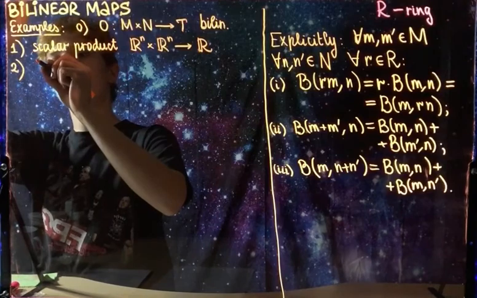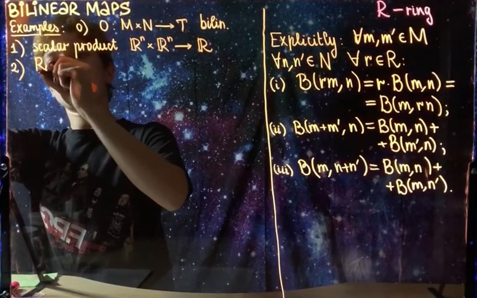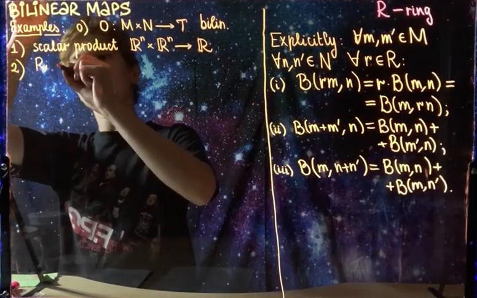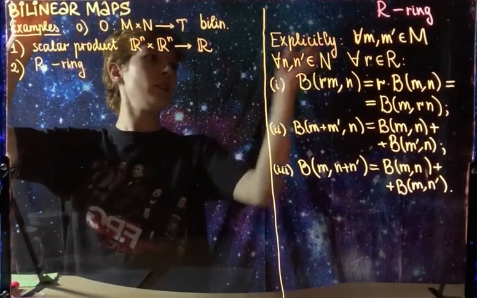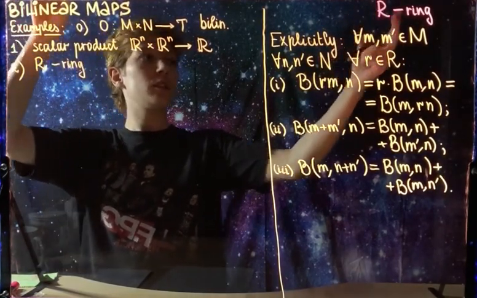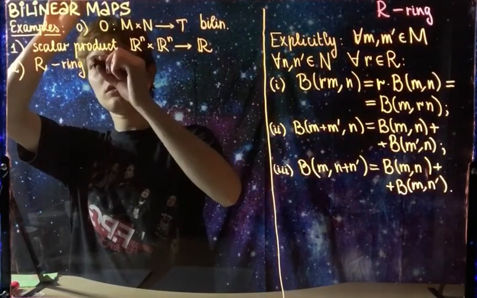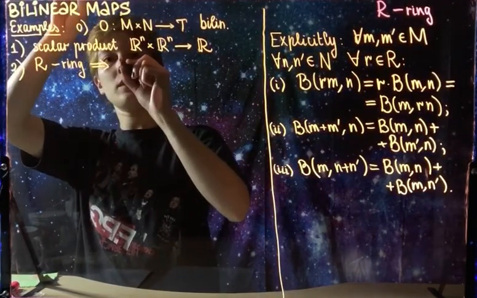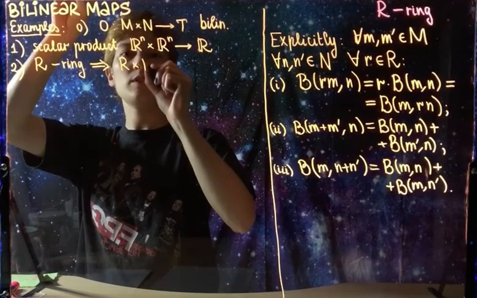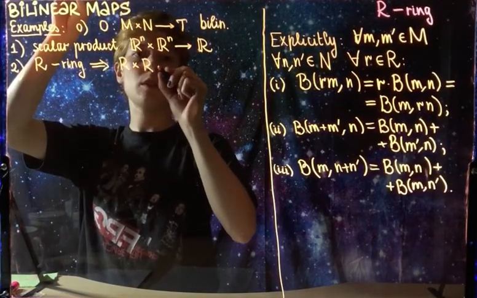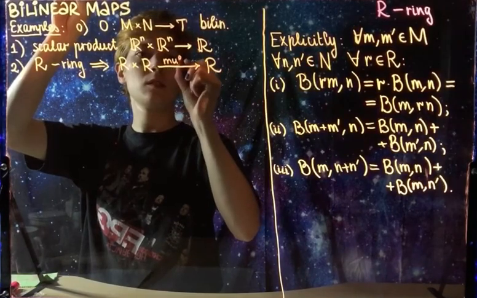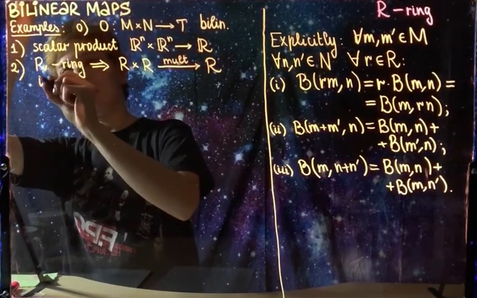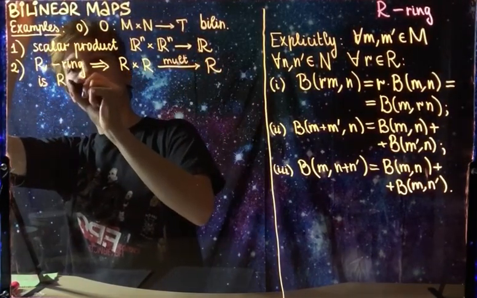Then, if R is any ring, any commutative associative ring with a unit, then the multiplication map R cross R to R is R-bilinear.